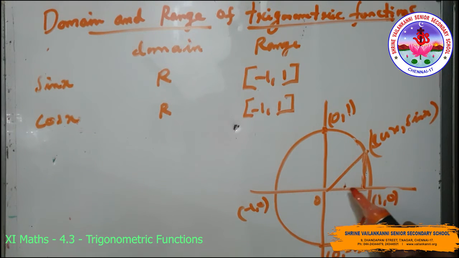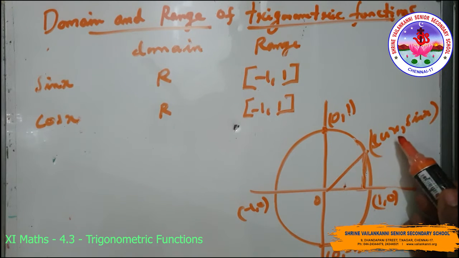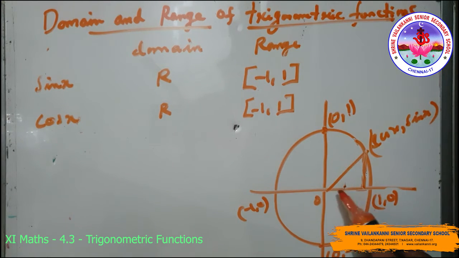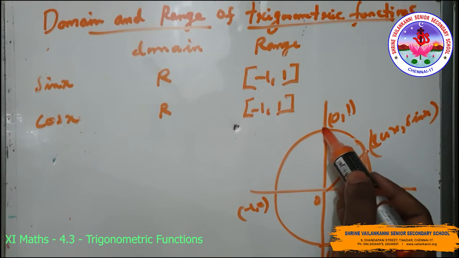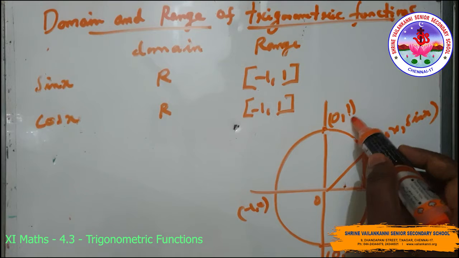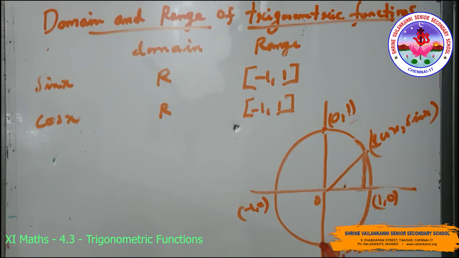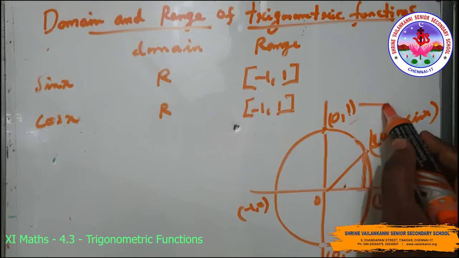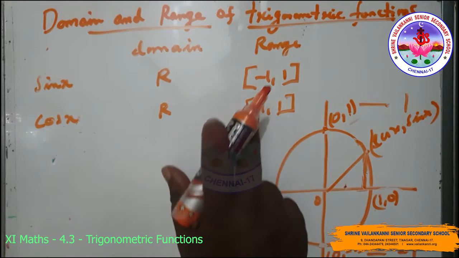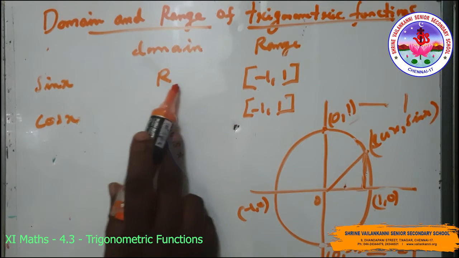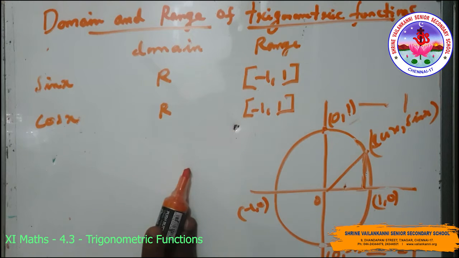So next one is range. Let P be any point. The coordinates are cos x and sin x. So cos x is along the x axis and sin x is along the y axis. The maximum height sin x can reach is till here, so it is 1. And when it comes to the negative side, the minimum height sin x can take is minus 1. So the value lies between 1 and minus 1, in the closed interval minus 1 comma 1. So sin x domain is all real numbers and the range is minus 1 comma 1.